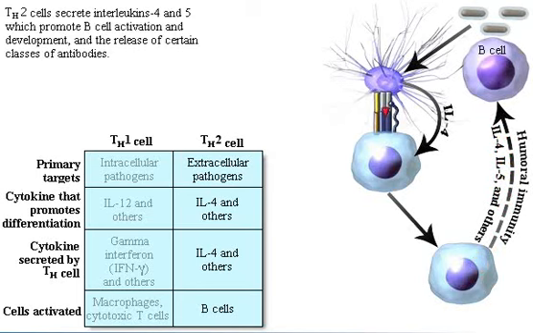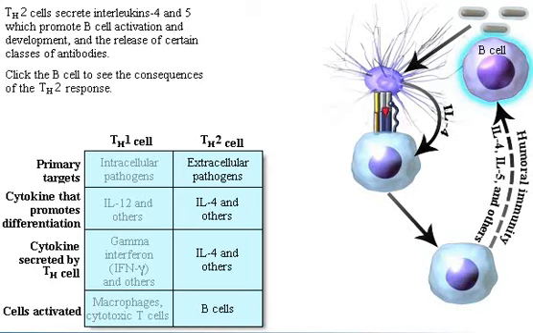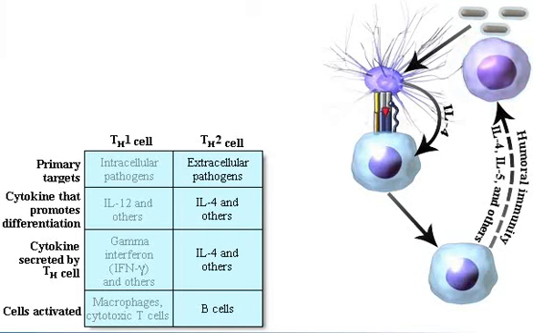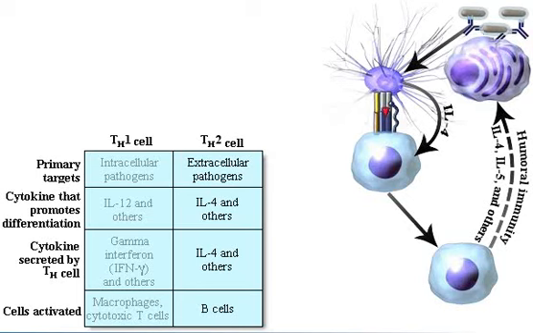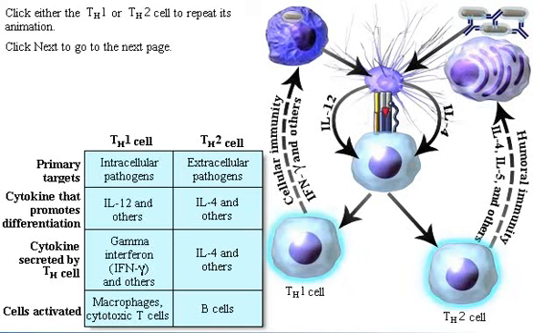Th2 cells secrete interleukins 4 and 5, which promote B cell activation and development and the release of certain classes of antibodies. Click the B cell to see the consequences of the Th2 response. Click either the Th1 or Th2 cell to repeat its portion of the animation.